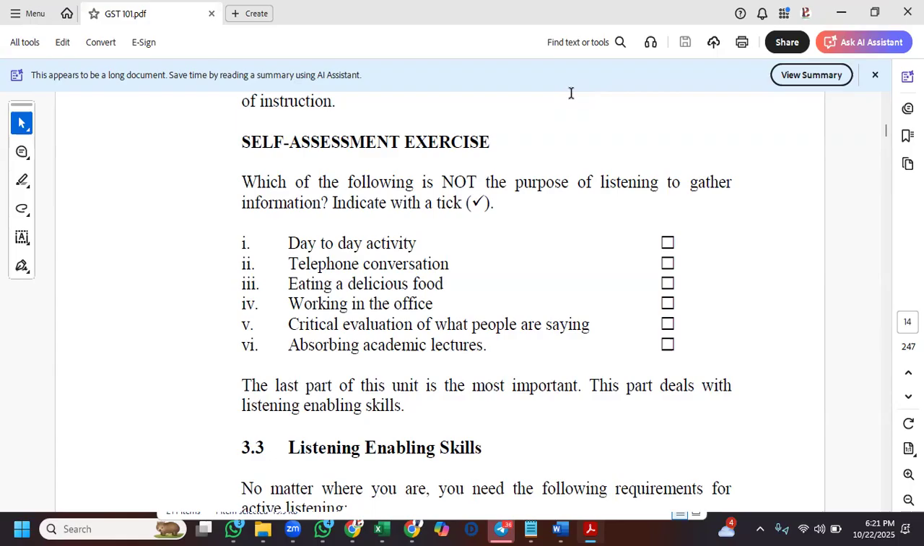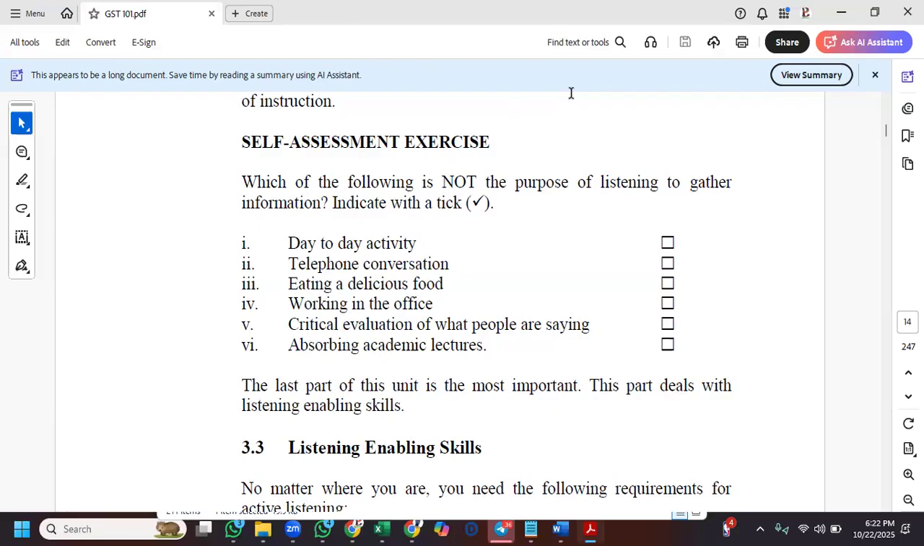Telephone conversation. Specific. Yes, because whoever calls you and you decide to pick up the call, you definitely want to hear something. So the fact that you want to hear something means there is a specific purpose. It's not just chatter, like general noise anywhere. Now, eating a delicious food, is it really a purpose for listening to gather information? It is not. So we'll just call it general.